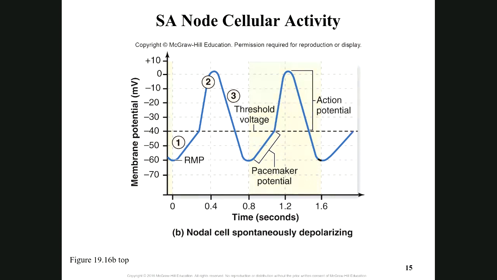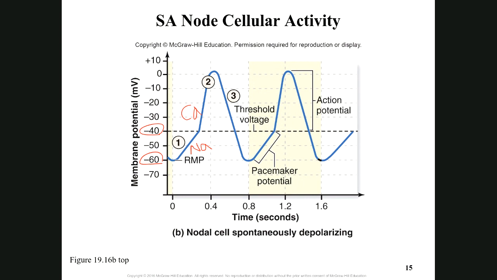Here we have negative 60, which is the resting membrane potential, and in this part, sodium ion, as you see here, comes into our cell until we reach the threshold level, which is negative 40 millivolts. When we reach this level, the fast calcium-gated channels become open, and we have depolarization until we reach about 0.